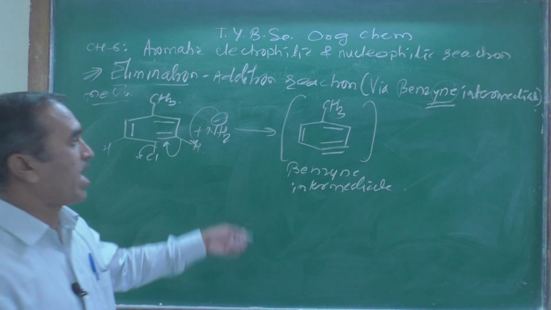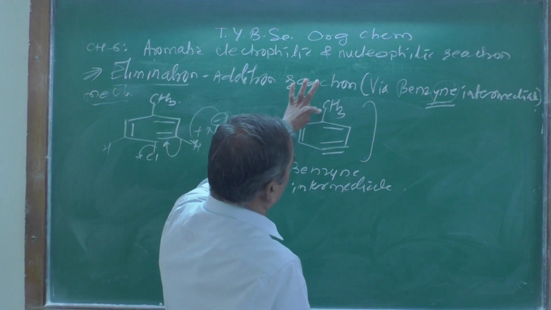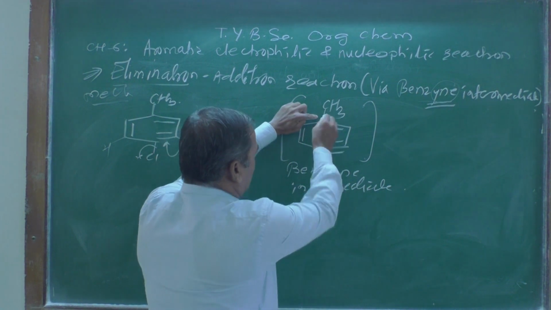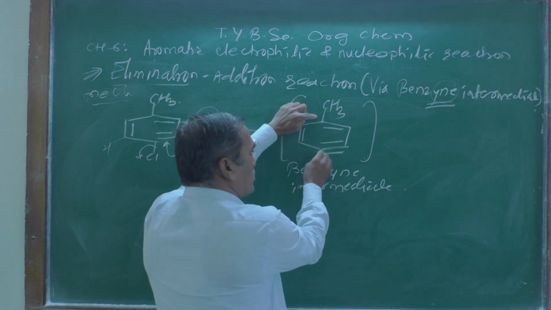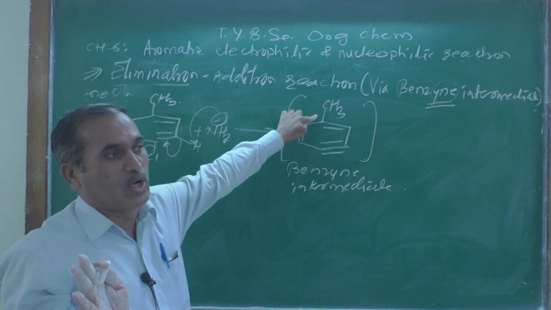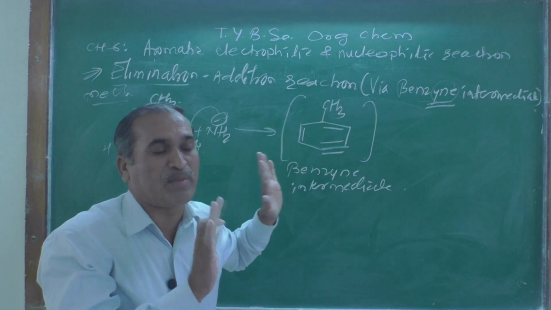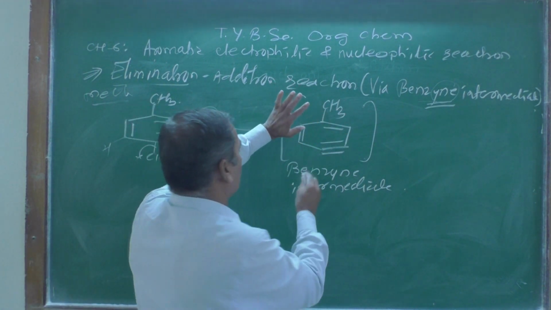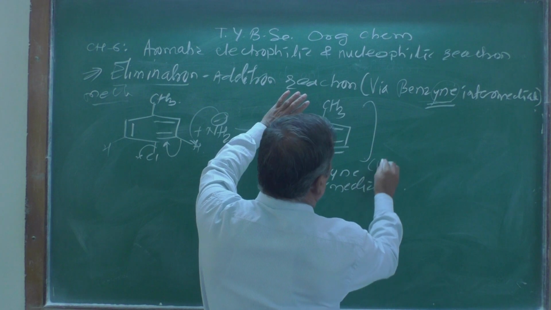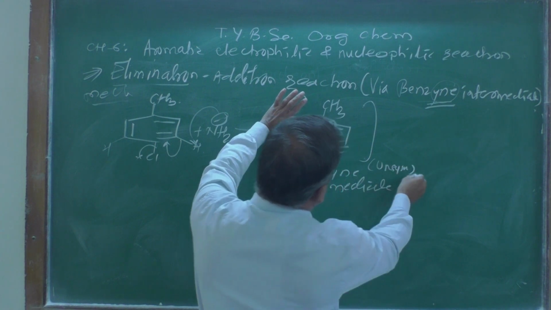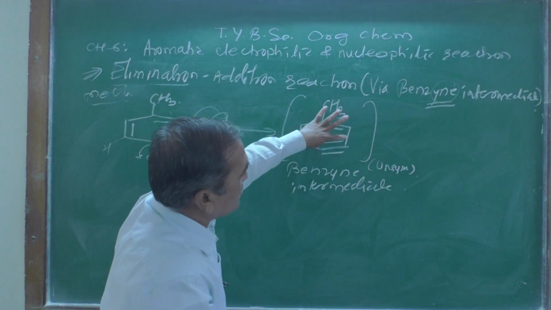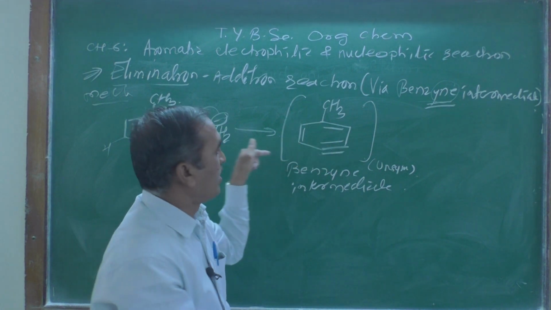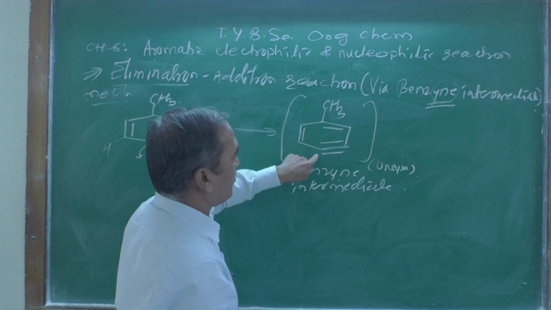And now look at this position. There is a methyl group. With respect to this group, this is an unsymmetrical molecule, and therefore look at this benzyne, the carbon-carbon triple bond. It is known as a benzyne intermediate.